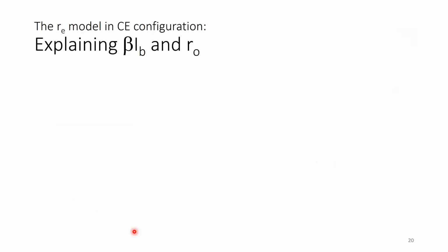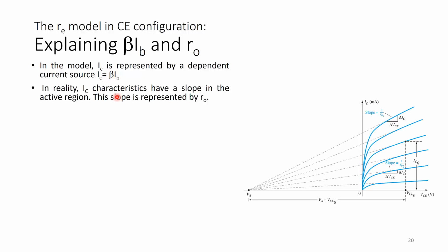Now we explain beta IB and the existence of Rout. In the model, IC is represented by a dependent current source. IC is equal to beta IB, and we know this from our previous topics because it is linked by this common emitter amplification factor, beta. But in reality, the IC characteristics have a slope in the active region. Okay, and when there is a slope, this implies there is a resistance. Now this slope is represented by Rout.